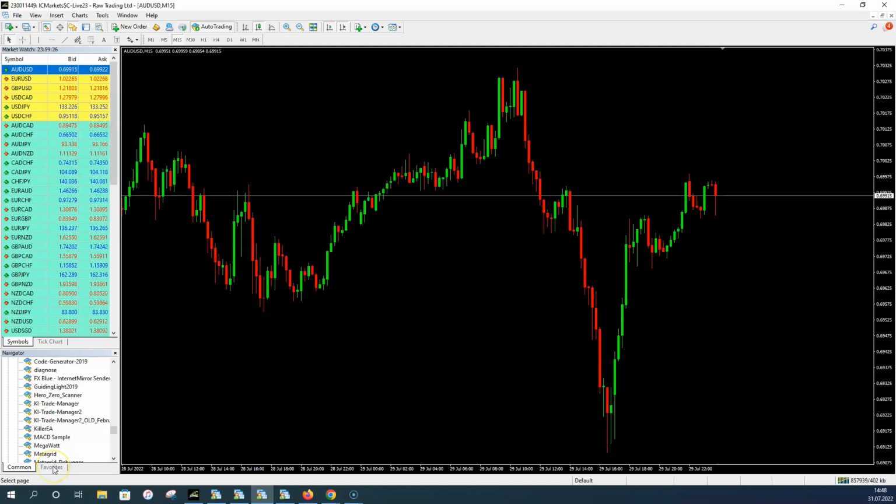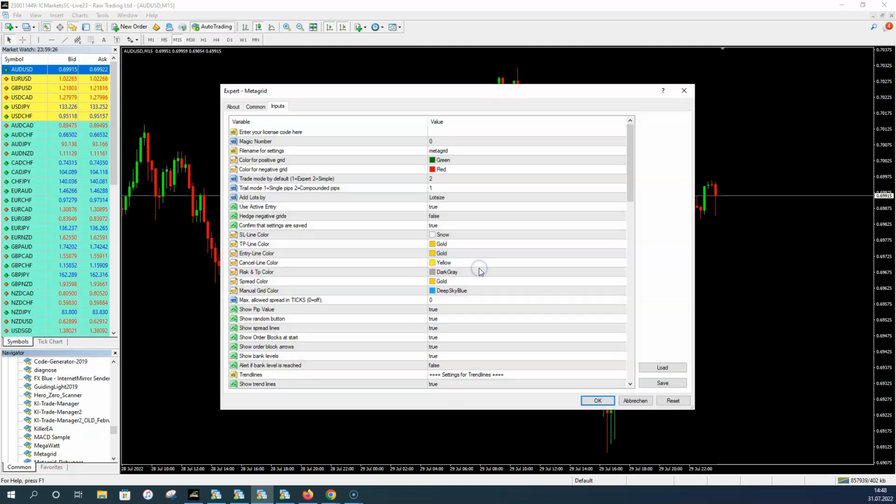Now we simply drag and drop our Metagrid to this chart. It should be here in the navigator window. If you don't have this window, you can activate it here. If you click here on this button, the navigator window comes to your screen. So we simply drag and drop it to our blank chart. Then the Metagrid setting menu opens, and here you have to input your own license code.